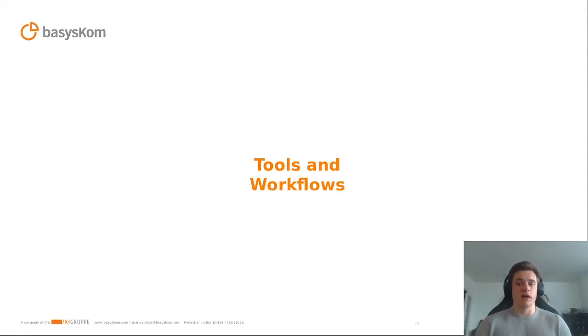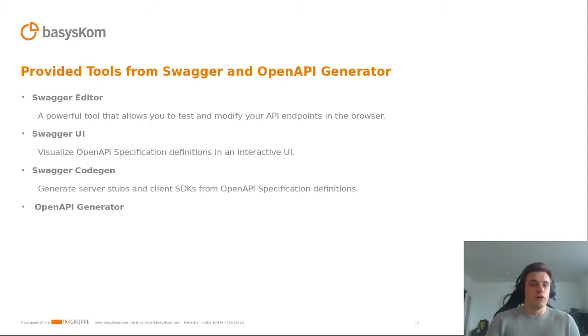Next up, we want to talk about the tools and the workflows that are provided by those implementations. Since Azure Autorest does not support Qt, we will just have a look at Swagger and OpenAPI Generator. There are a bunch of tools here. There are some more, but I only want to talk about the most important or most useful ones. First of all, we have the Swagger editor.